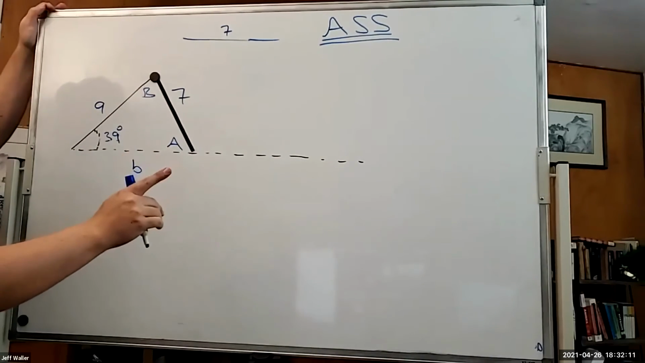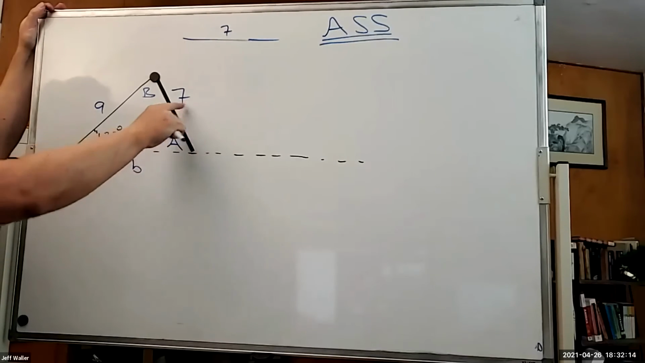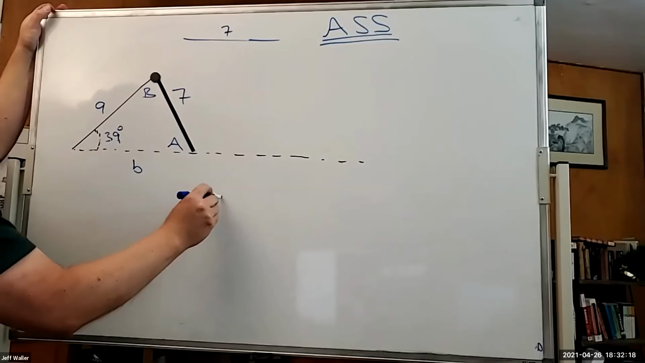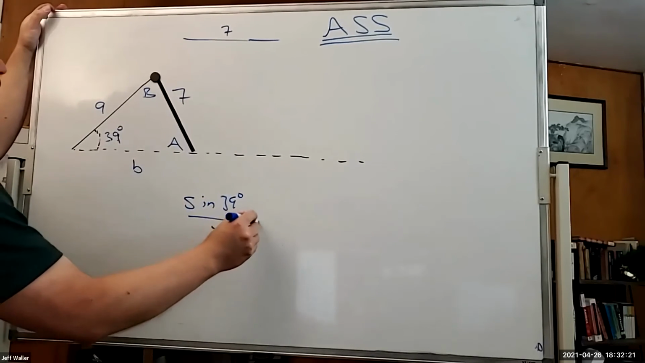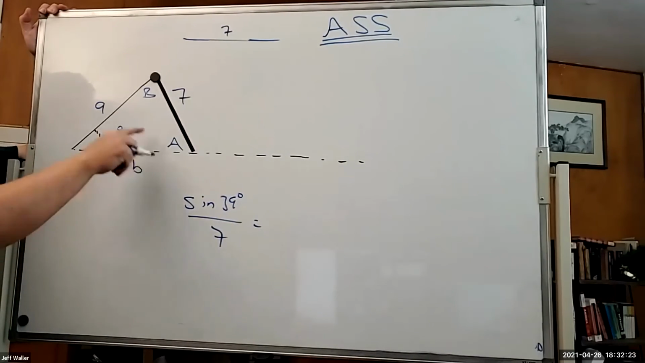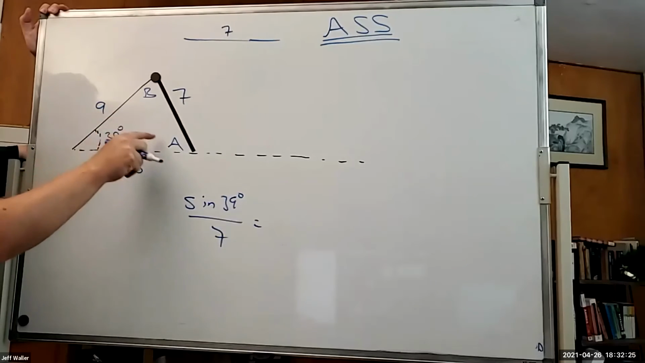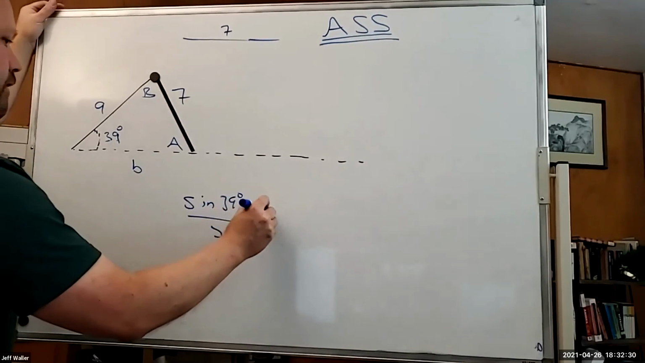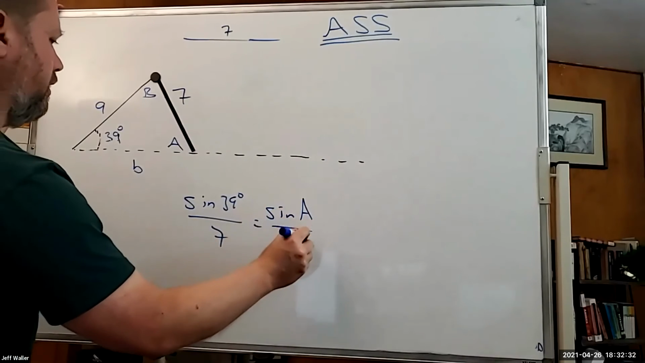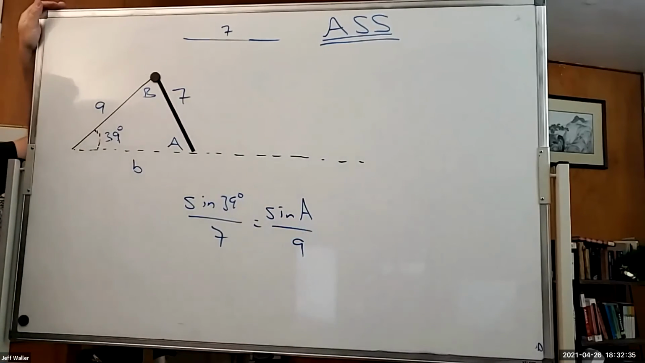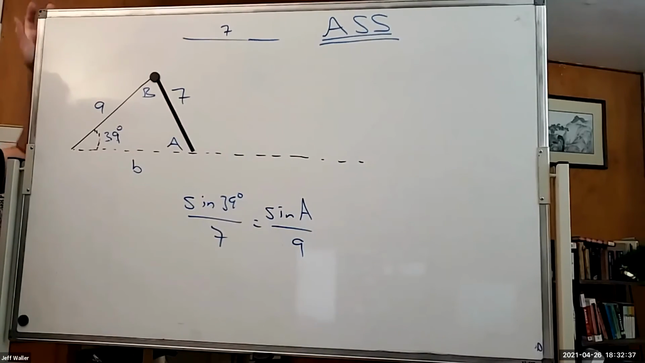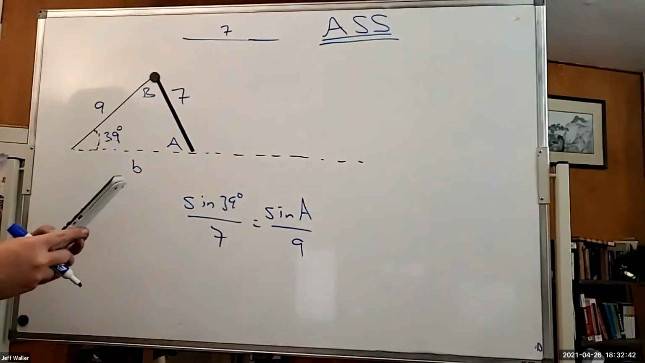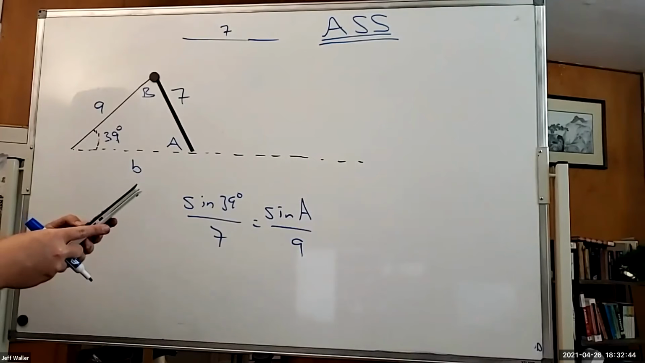So what's the complete ratio I can make? It's right here, correct? So that would be sine 39 divided by 7 equals, now the other one I've got to use is this one, the other one that I know something about, sine A over 9. I really hope I remember. I think I did this right. I was trying to figure it out earlier to make this actually have an answer.